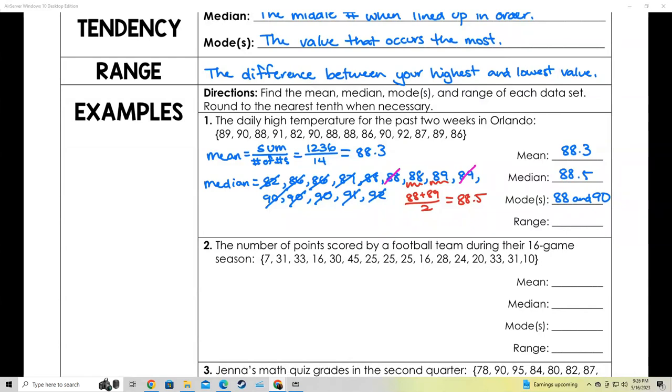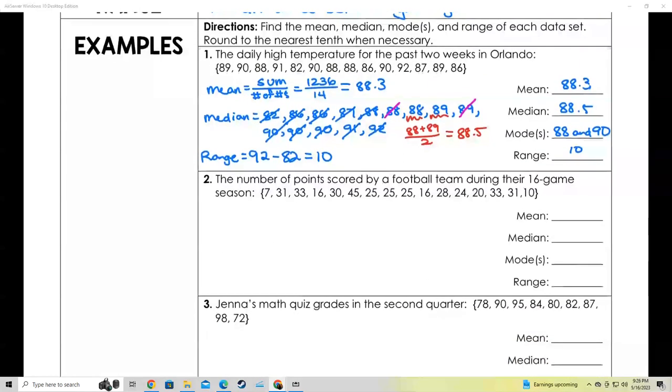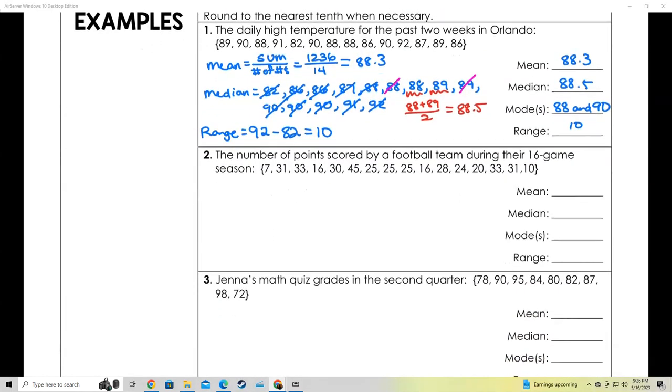And then as far as the range, we're just going to take our highest number minus our lowest number. That means I'm going to go 92 minus 82. I was already thinking of my answer. My answer is 10. All right, that takes care of the first one. All right, let's try to go a little bit faster on these ones.